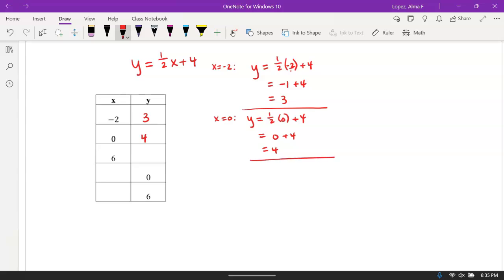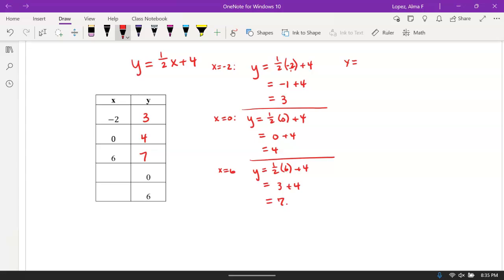Let's plug in the 6 now. It's also an x. y equals 1/2 of 6 plus 4. 1/2 times 6 is 3, plus 4 gives me a y value of 7. Now, these last two values are actually y's, aren't they? Let's plug in these y's.